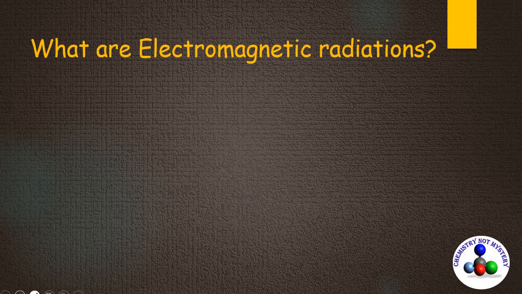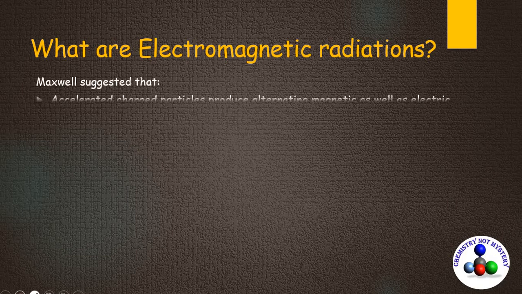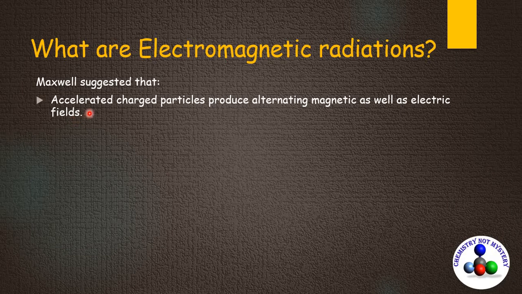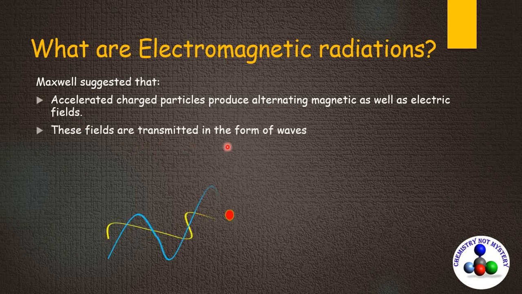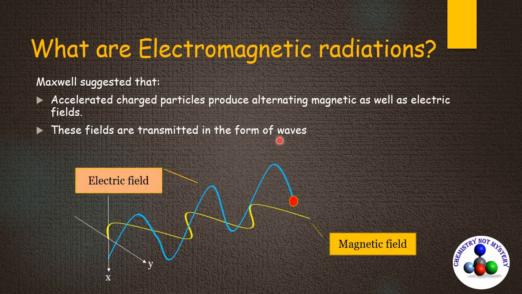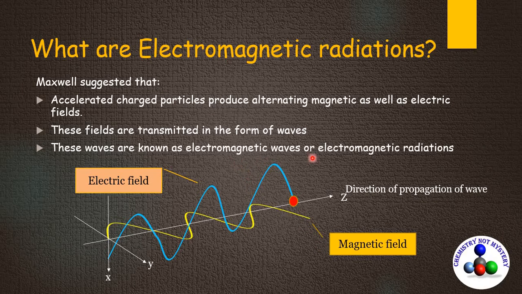What are these electromagnetic radiations and how are they produced? Maxwell gave a theory of electromagnetism, and according to his theory, accelerated charged particles produce alternating magnetic as well as electric fields, and these fields are transmitted in the form of waves. As you can see in the animation, the red colored particle produces electric and magnetic field in the form of waves. And these waves are known as electromagnetic waves, or you can say electromagnetic radiations.